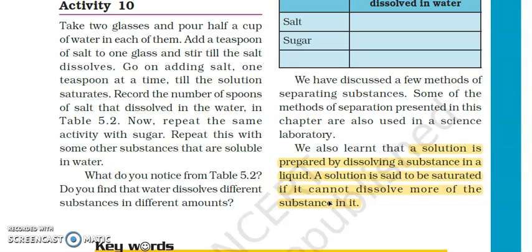What is evaporation? It is the conversion of water into vapors or water vapors, and this procedure is helpful because water evaporates and most of the solids remain in the vessel or in the container. So in this way, these are the different methods of separation we have studied.